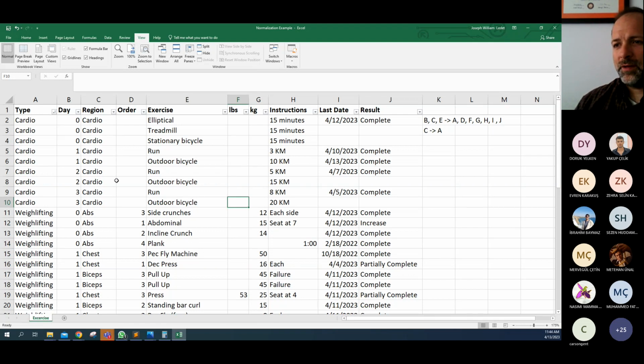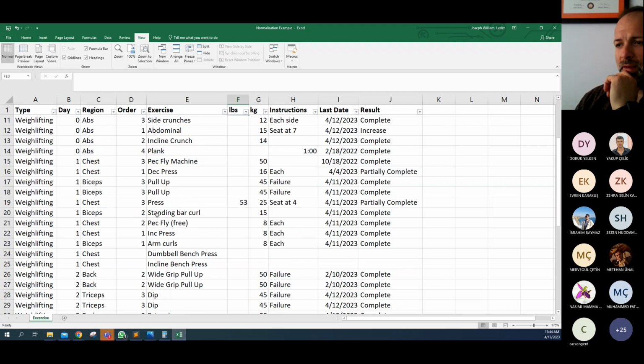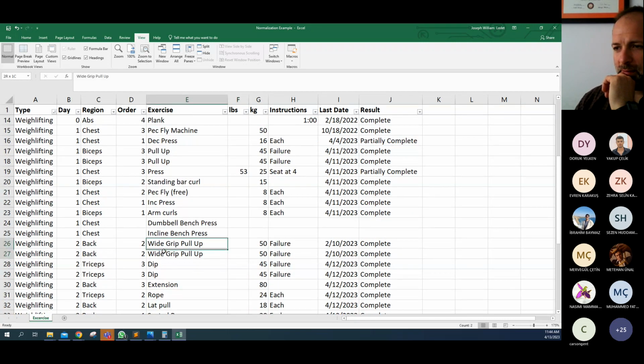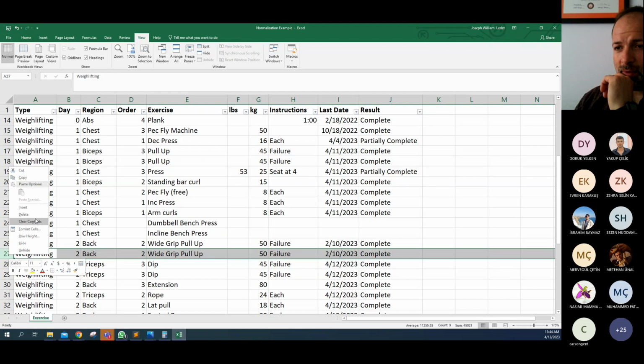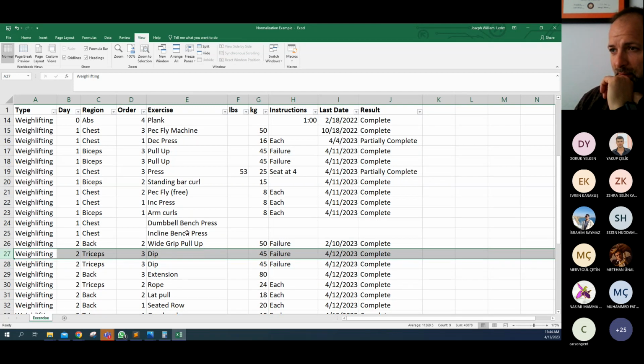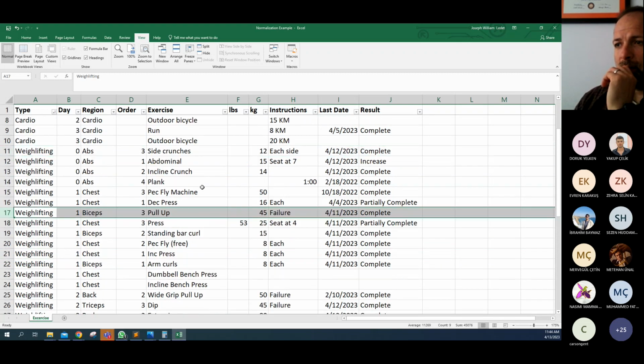Are there any others? Does B determine anything? Does C determine anything? E determines C. Let's see. Oh wait, I duplicated these. Oh, I see what I did. I duplicated this, so I need to undo that. Thanks for that. I see now what you were saying there. This one here needs to go too. Okay, so you said E determines C.